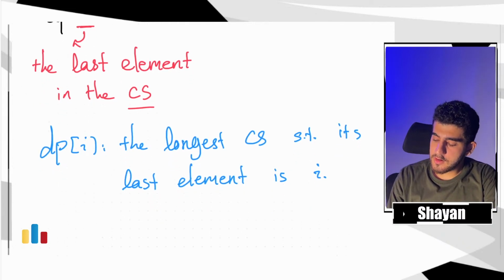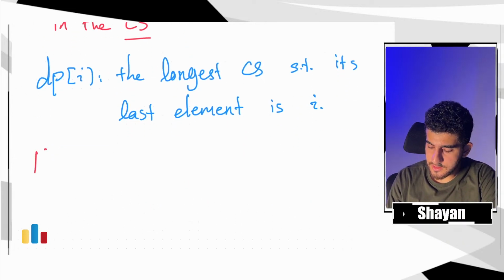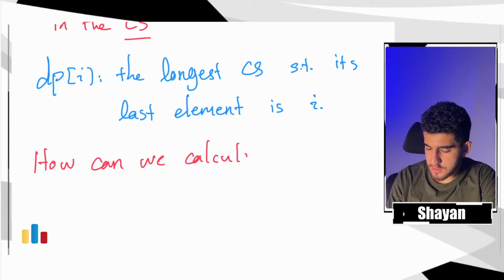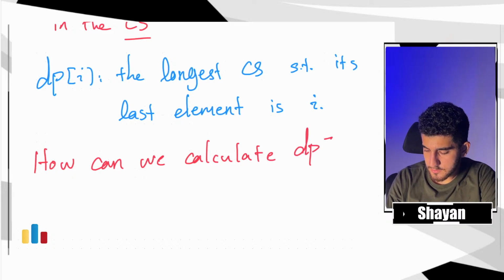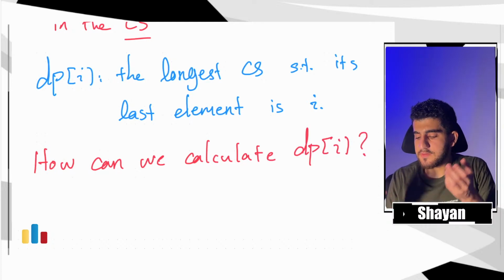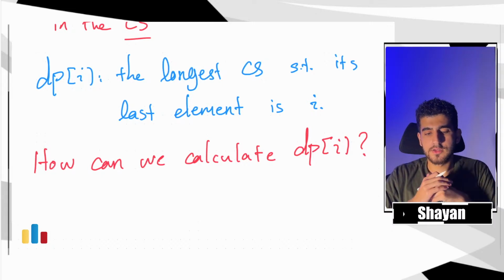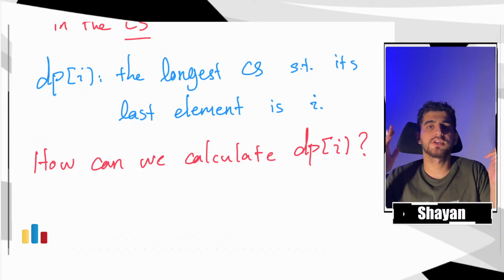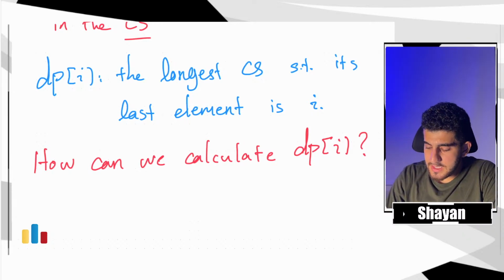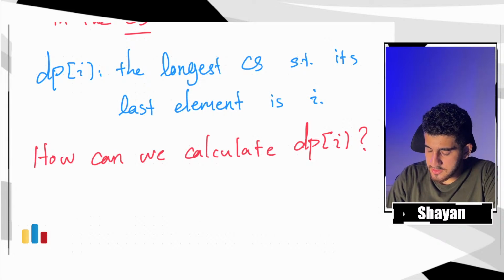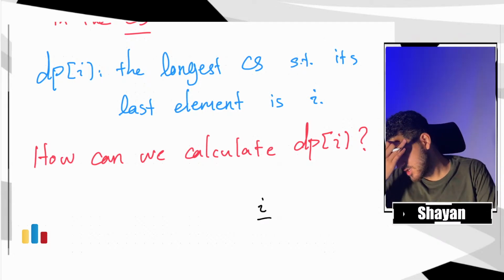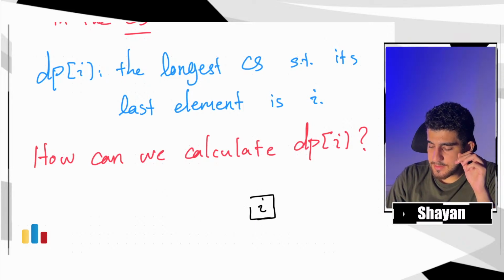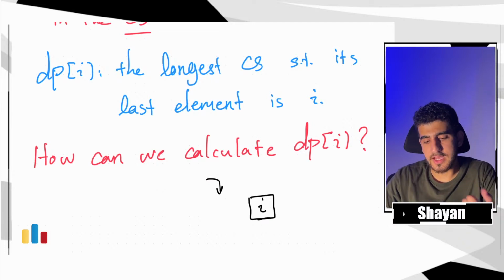Awesome. So now how can we calculate dp of I? Do you guys have any idea? How can we find the longest common subsequence such that its last element is I? In DPs, we know that calculating them can be done by considering some cases. For example, maybe when we fix the last element, we can try to fix the element before the last.